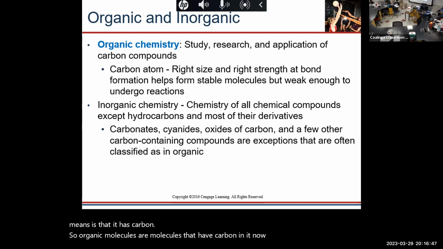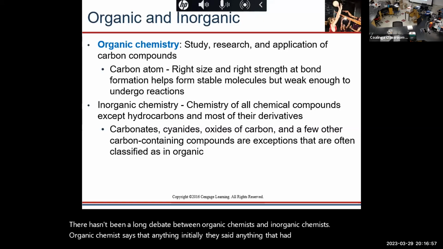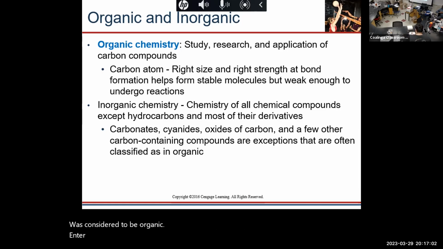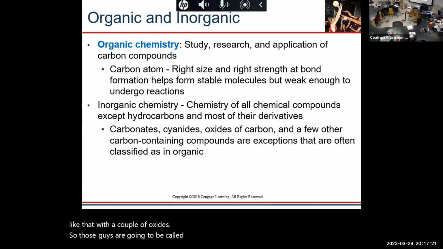Now, there has been a long debate between organic chemists and inorganic chemists. Organic chemists initially said that anything that had carbon in it was considered organic. Inorganic chemists said, no, you can't take all of carbon, carbon belongs to us too. So if it has carbonate, cyanide, or oxides with one carbon or so, those are going to be called inorganic.